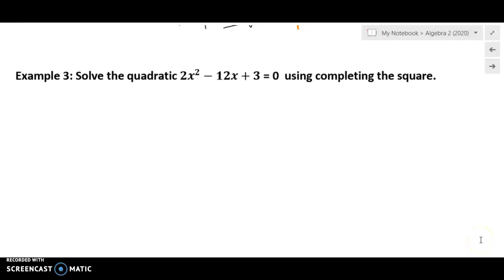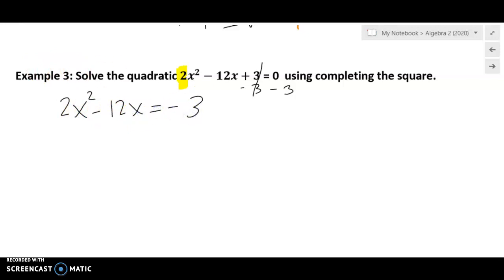Okay, I have, again, this problem. I have a 2, a number in the front. We don't want that. In this process, we're going to get rid of it. So the first thing I do, just like normal, is I'm going to go ahead and subtract the 3 to the other side, and I'm going to pay attention to this. So I have 2x squared minus 12x, and it now equals -3.